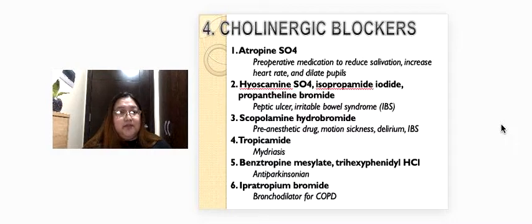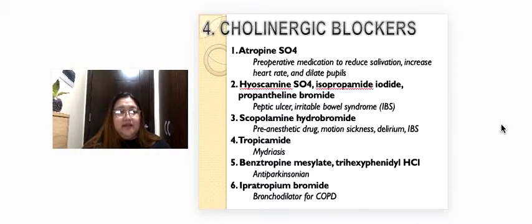Scopolamine or cholinergic blockers in general, they interfere the nerve impulses by acetylcholine that work directly on the vomiting center of the brain. So, pine-prevent niya yung nausea and vomiting. Kaya pwede siya sa motion sickness, delirium, tas magsusuka ka. Okay? Tropicamide midriasis. So, ito ay pwede for eye surgery to dilate the pupils para kitang-kita even the posterior structures of the eye.